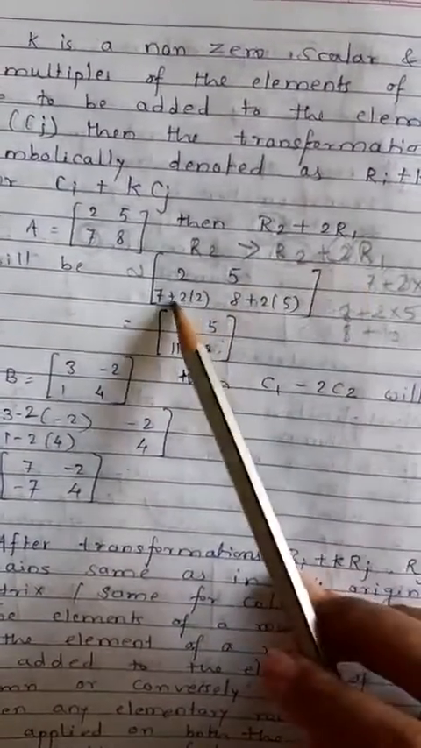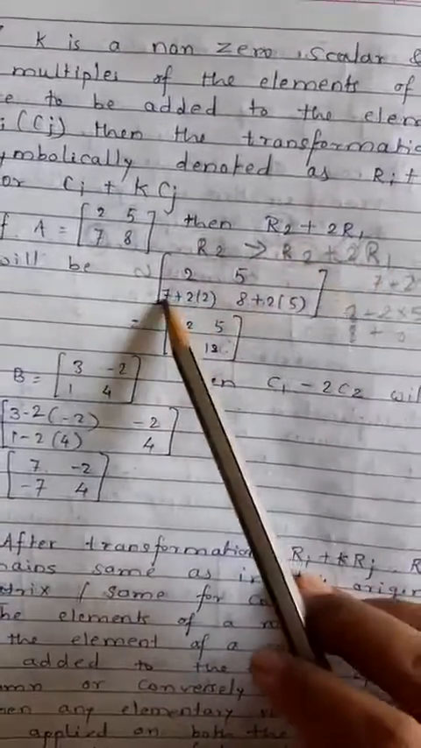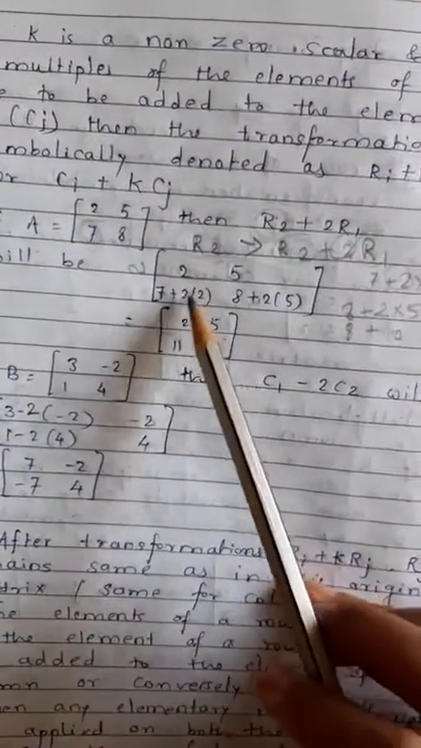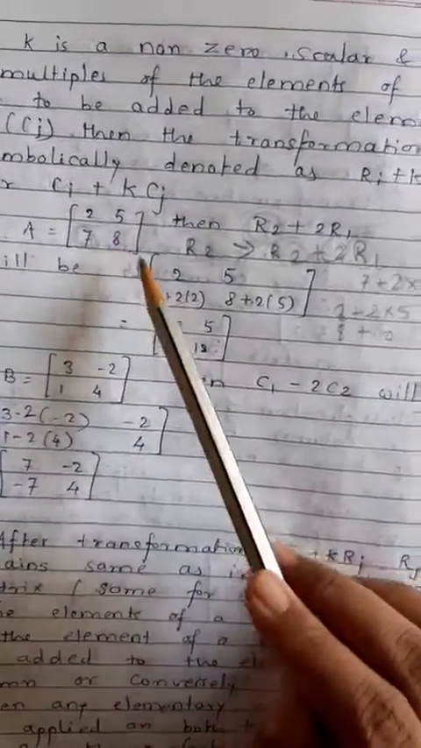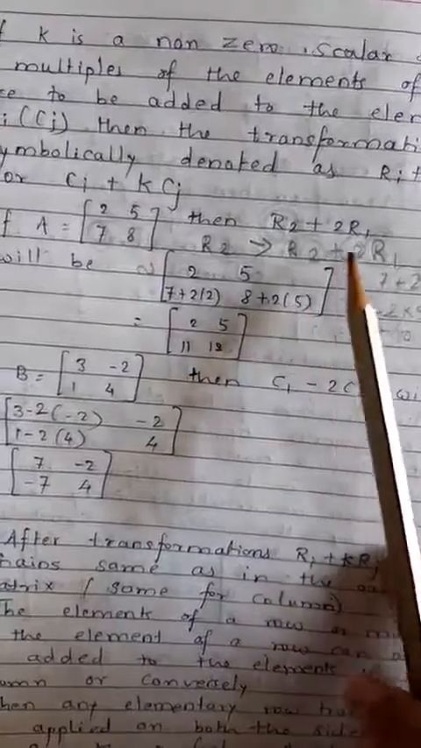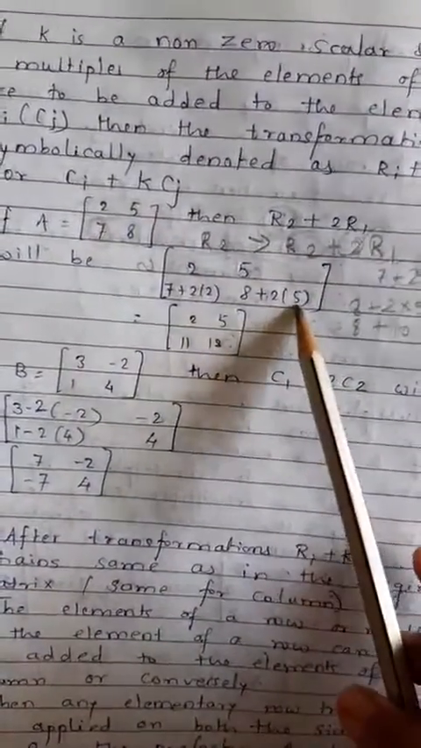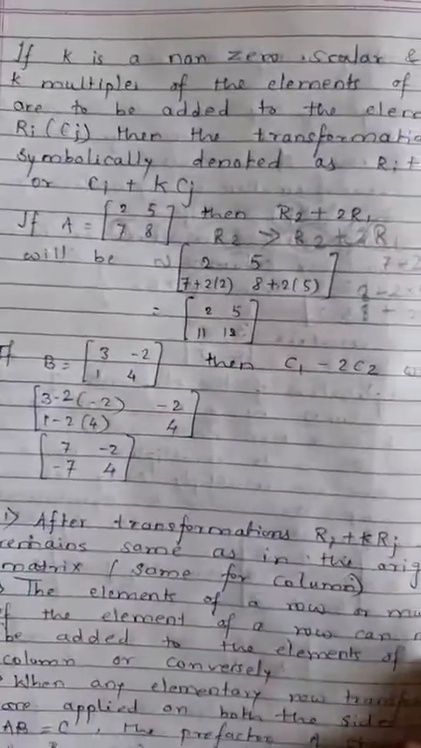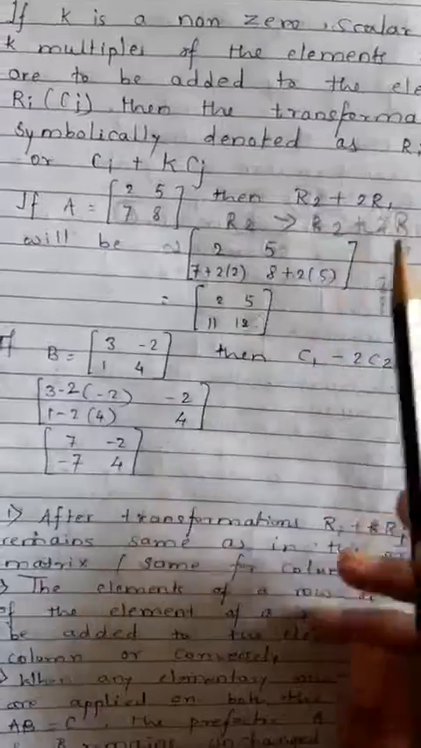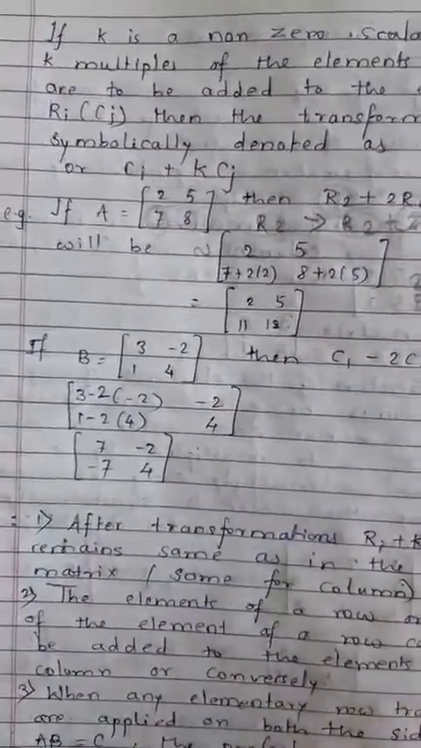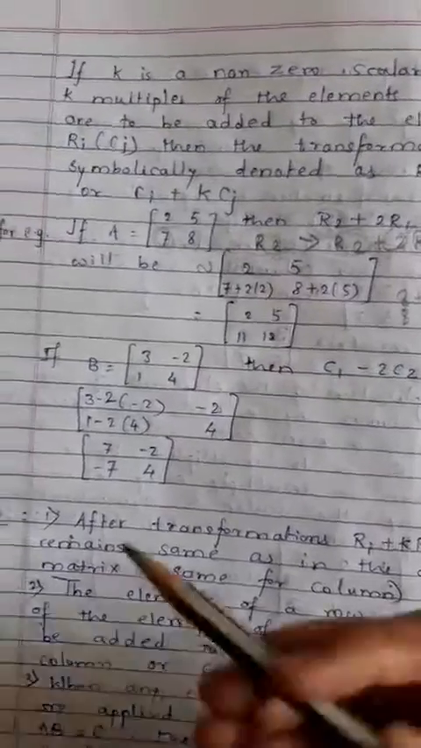R2 plus 2 R1 means 7 plus 2 into R1. This element, 2 into 2, will be 4, so 7 plus 4 will be 11. And here it is 8 plus 2 into R1, which will be 5 here, so 8 plus 10 will be 18. Okay, in this way you have to add the rows and columns. We are going to see that now.